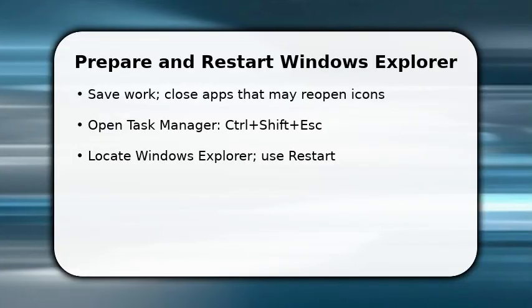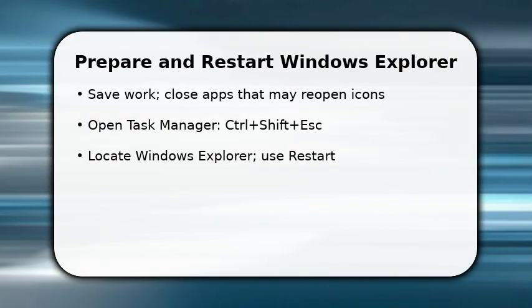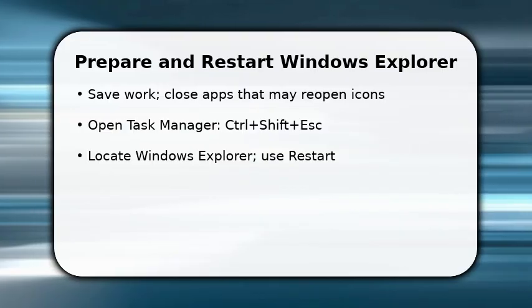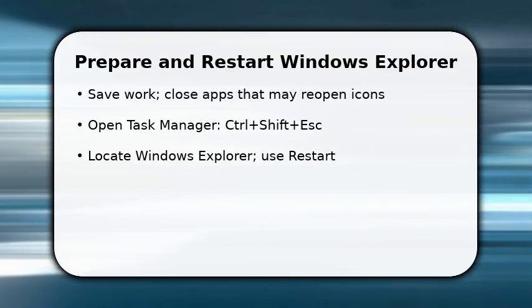You start by saving any open work and closing apps that might lock taskbar icons. Open Task Manager with Ctrl+Shift+Esc, then find Windows Explorer under Processes. Once located, right-click and choose Restart to reload the shell. This forces the taskbar to rebuild icon caches and often fixes transient glitches.